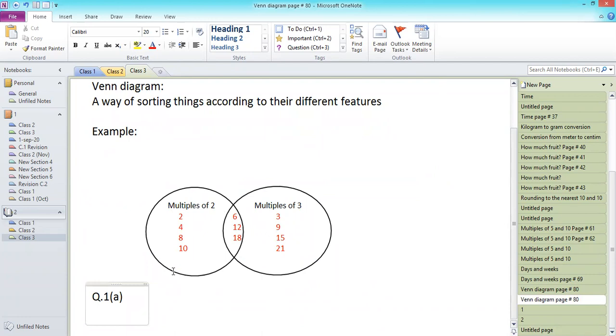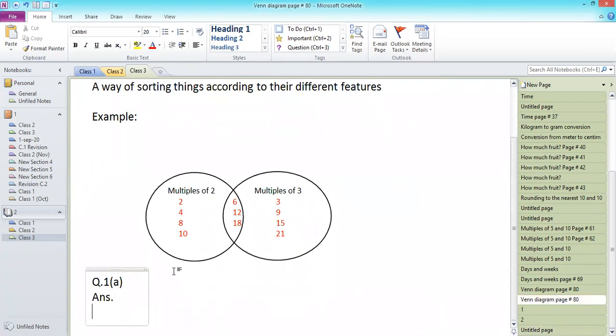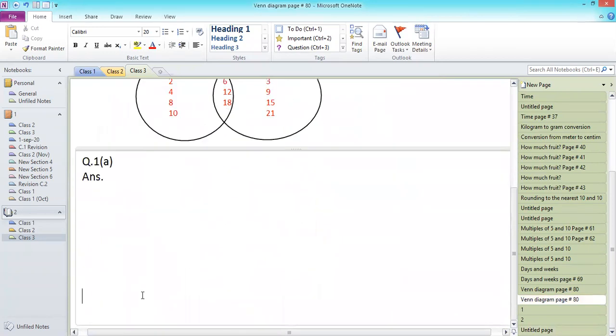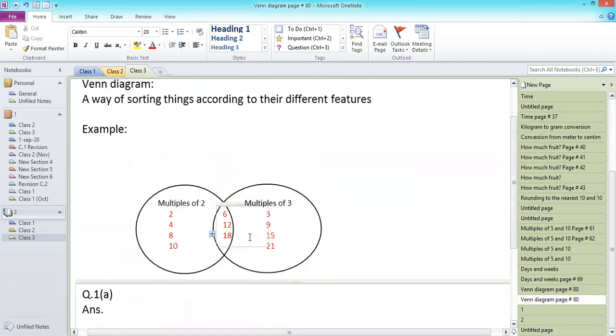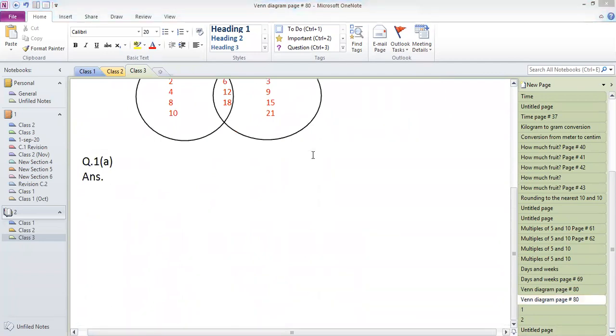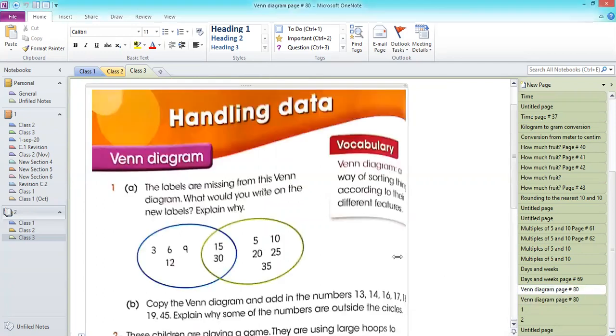1A. Answer. What you need to do, guys, here, you need to draw Venn diagrams again. And you have to label them. Can you do it, guys? Yes, sir. Okay, I repeat again, guys, what you have to do here.